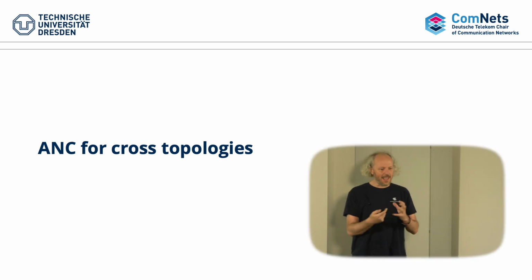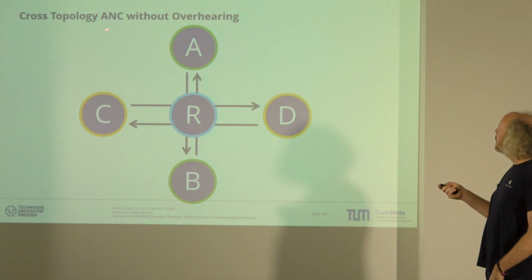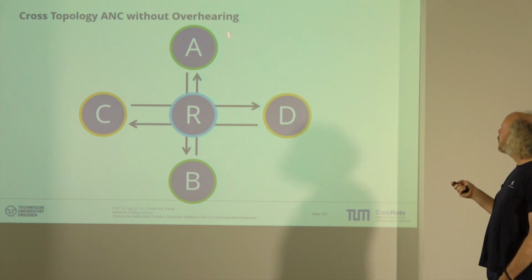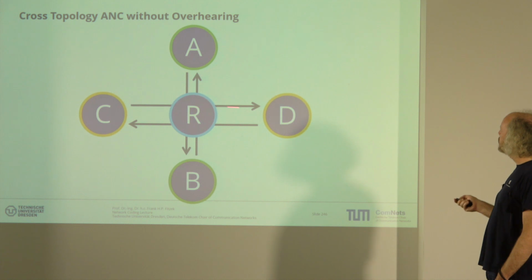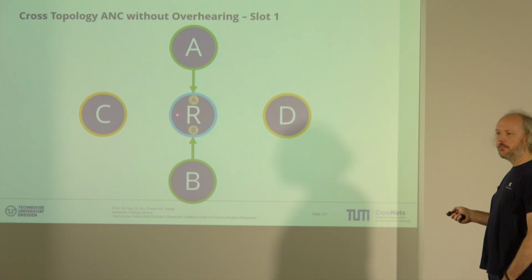If you then understand the analog network coding, let's go back to the cross, right? So when you have the analog network coding without overhearing, and you would just want to do the coding now between Charlie and Dave, Alice and Bob, and you have the relay, what can you do, right? You can shoot in the first slot, sending at the same time, producing a coded packet at the relay.